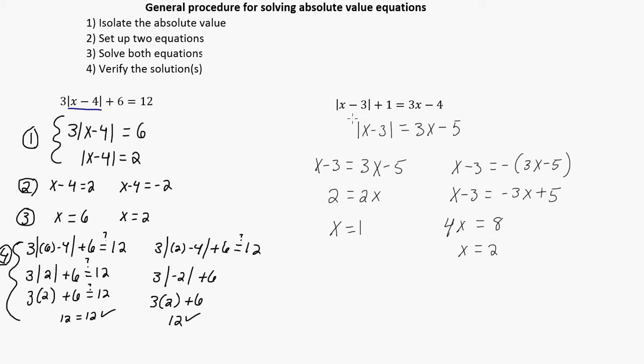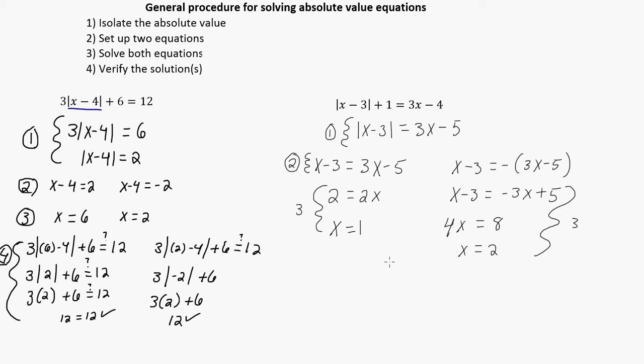Here I isolated the absolute value, so that was step 1. Step 2 was to set up the two equations, which was completed right here. Step 3 was to solve both equations. For this one, step 3 amounted to this, and for over here, step 3 amounted to all this. Now the final step is to verify the solutions, which I know sometimes seems like a pain. It's like, I did all this work, why should I verify the solutions?